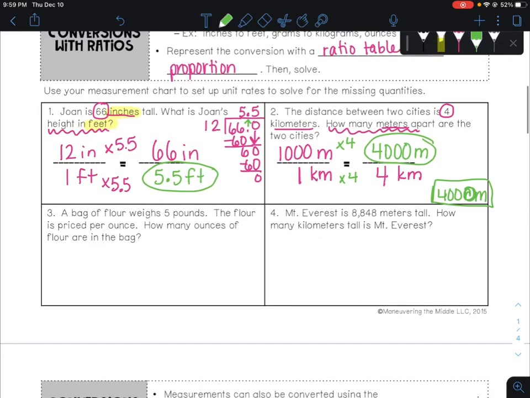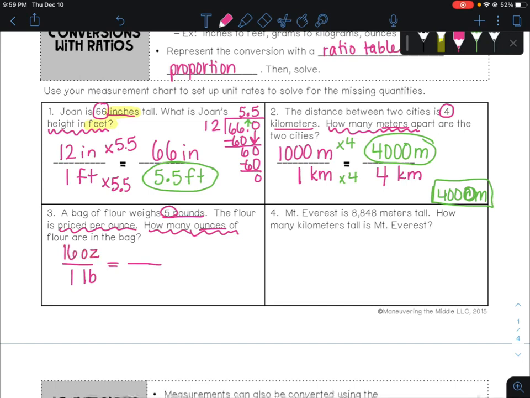Okay, number 3, a bag of flour weighs 5 pounds. The flour is priced per ounce. So we're going to be converting between ounces and pounds. I'm going to set up my proportion. I have 5 pounds, and we want to know the ounces. How many ounces? So 1 pound, and the abbreviation for pound is weird, it's LB. And 1 pound is the same as, and I'm going to check my reference sheet for this one, 16 ounces.